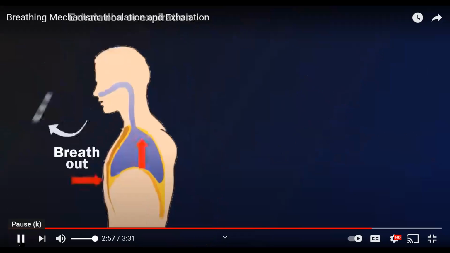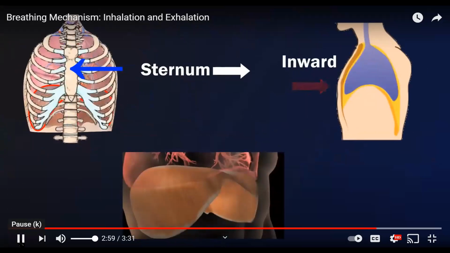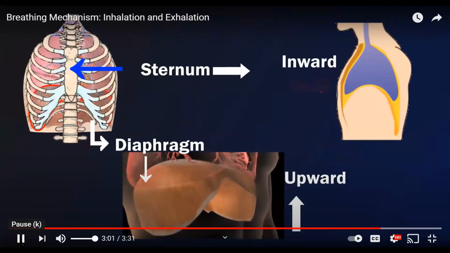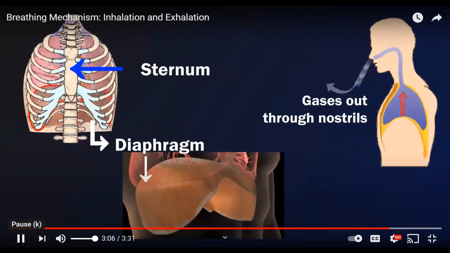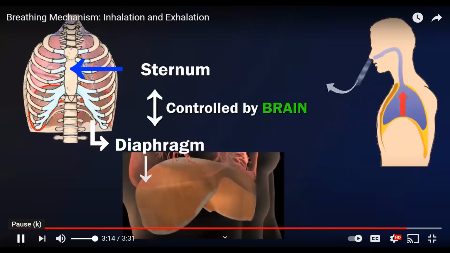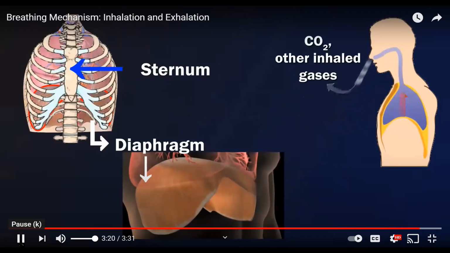In this process, the sternum moves inward and the diaphragm moves upward. These movements pressurize the gases to move out of the lungs through the nostrils. So, high pressure. Movement of the diaphragm and sternum is controlled by the brain. This exhaled air includes carbon dioxide and all those gases which were taken in but were not absorbed by blood at the alveoli.